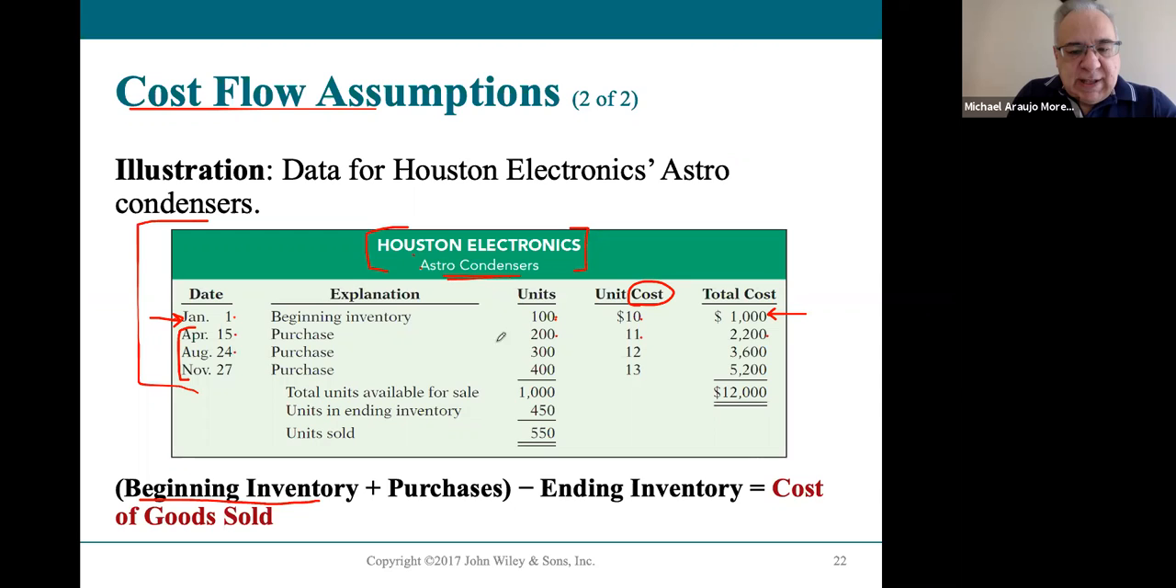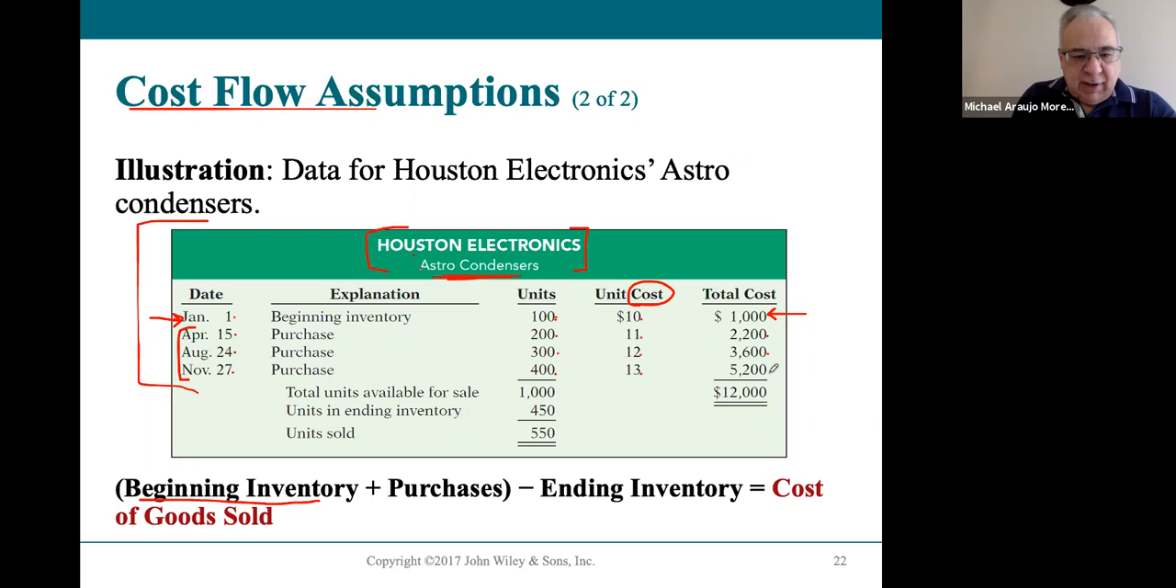In August, they bought 300 more of these Astro condensers. And again, the cost increased to them, $12 per Astro condenser, $3,600 total for the August purchase. And in November, they bought 400 more of these. I guess they make great stocking stuffers in Texas, at $13 a piece. Again, the cost increased again to the retailer. So they ended up spending $5,200 on inventory.